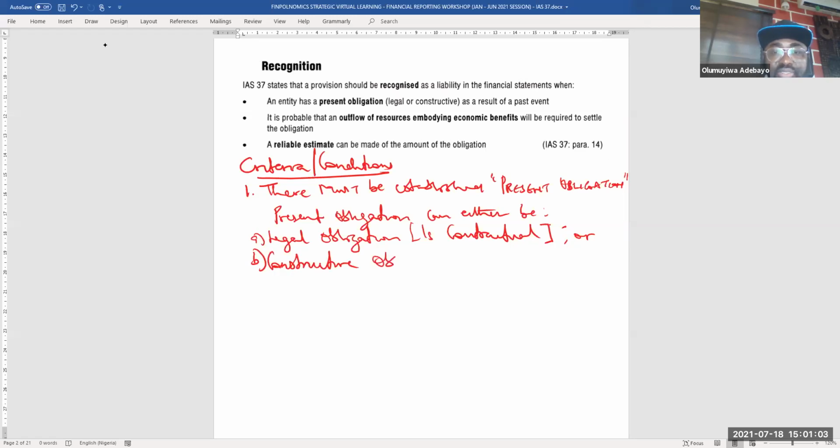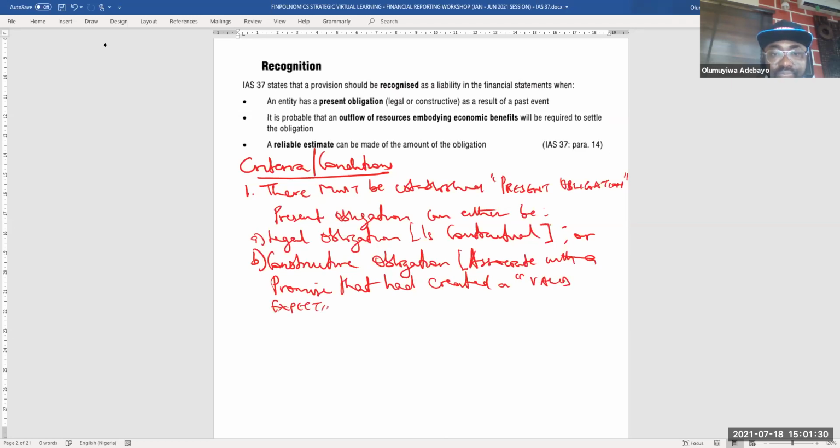What is the difference? A constructive obligation is not a legal obligation, but an obligation associated with a promise that had created a valid expectation in the mind of the other party. We must take note of that.